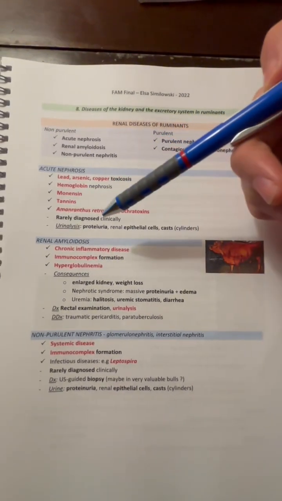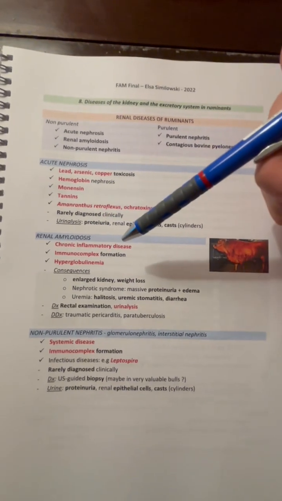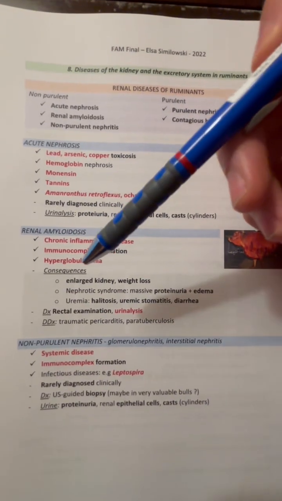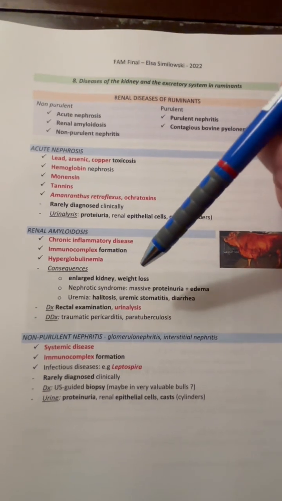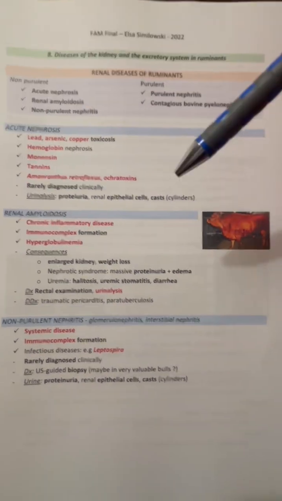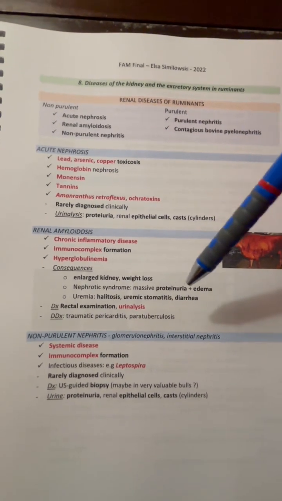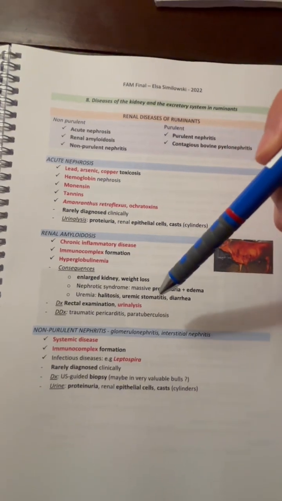For renal amyloidosis, it's a chronic inflammatory disease. It causes an immune complex formation, as well as hyperglobulinemia. The clinical consequences are enlarged kidneys and weight loss. And in nephrotic syndrome, you can see massive proteinuria and edema. When there's uremia, it causes halitosis and uremic stomatitis and diarrhea. It can be diagnosed with a rectal examination and urine analysis.